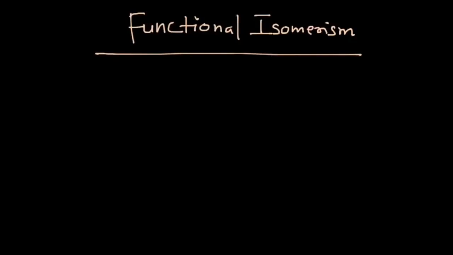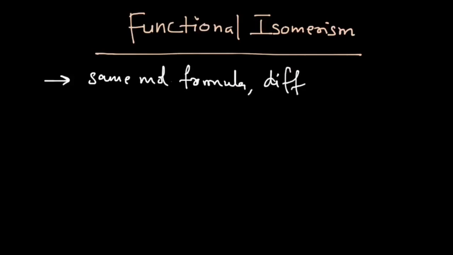Hey guys, let's talk about functional isomerism. Functional isomerism is observed when we have two compounds with the same molecular formula but different structure, and the difference in structure is due to the presence of different functional groups. That is, the connections between atoms are such that we have two different functional groups.